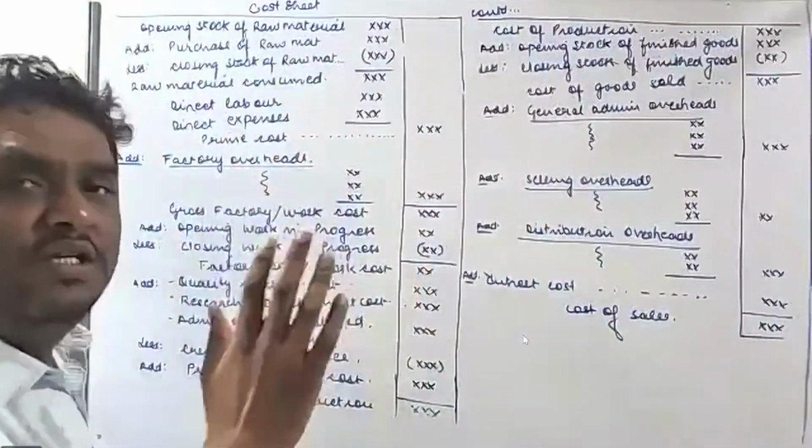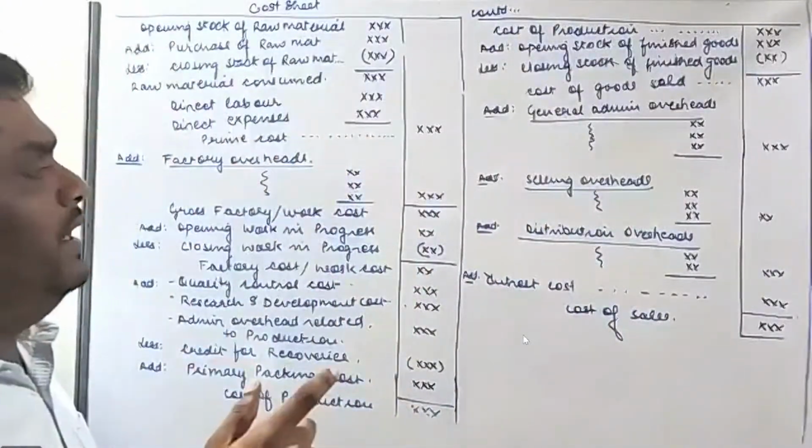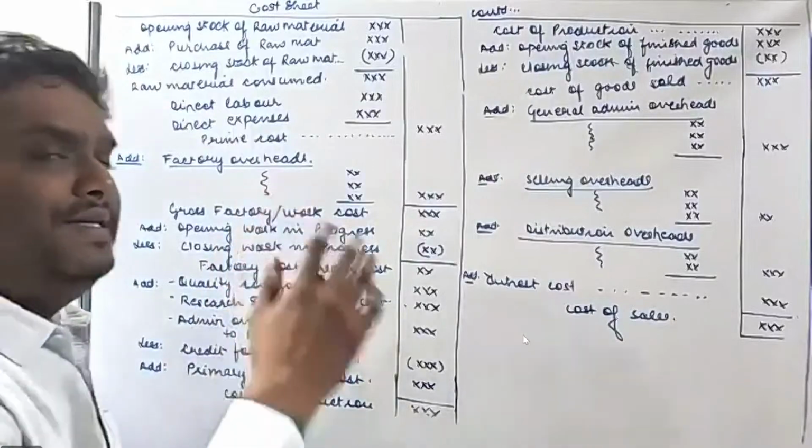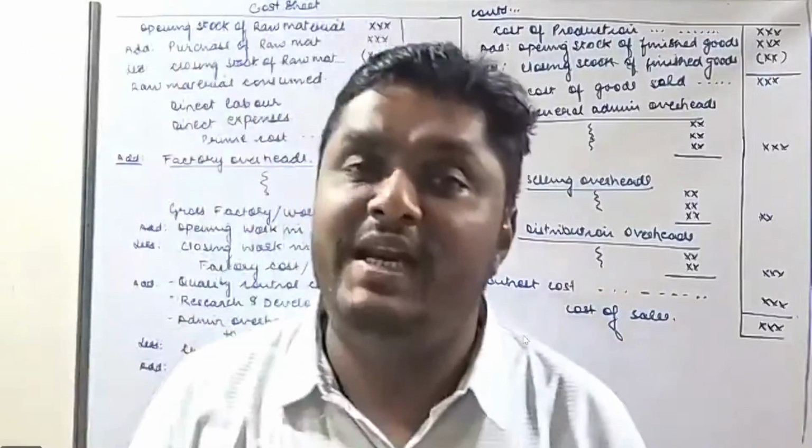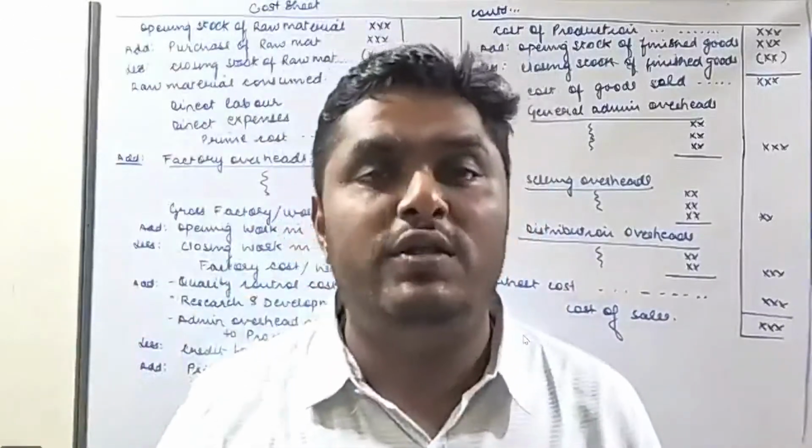Now in prime cost, we will add all the factory overheads. All the overheads that are incurred at the factory level, we will get the gross factory cost or work cost.